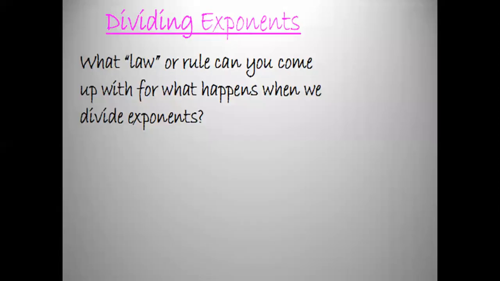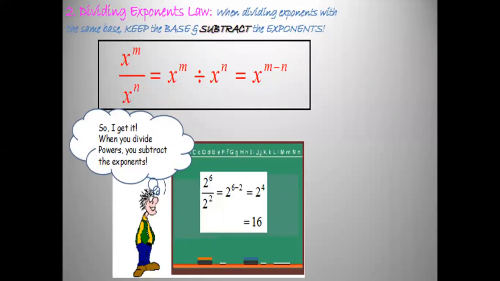Next law we are going to learn is dividing exponents. What law or rule can you come up with first? What happens when you divide the exponents? Yes, the dividing exponents law: when dividing exponents with the same base, keep the base and subtract the exponents. Earlier in multiplying, we add the exponents. Now, in division, we are going to subtract the exponents. x raised to the power m upon x raised to the power n is equal to x raised to m minus n, because here the division sign is in between and the base is the same.